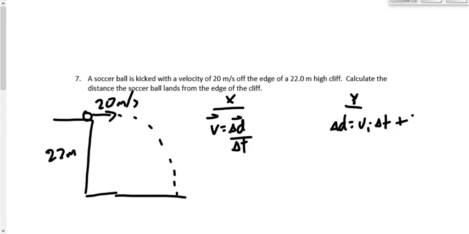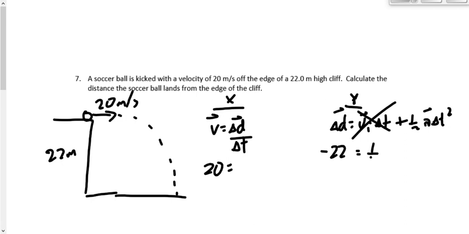Good. Now, I'm not going to ask you for the maximum height in this one, right? Because we already know the maximum height. It's 22 meters. So it's always going to be these two equations. So in our numbers, 20 is equal to, I don't know what d is, don't know what t is. Over here, negative 22 for my displacement. The initial velocity is 0, because the y component is not moving at all, equals 1/2 of negative 9.81 times t squared.